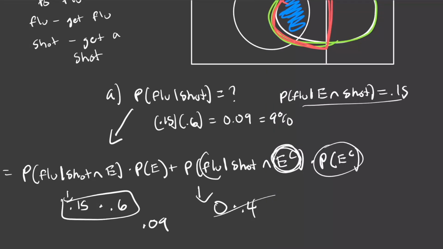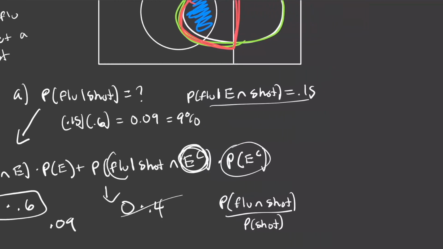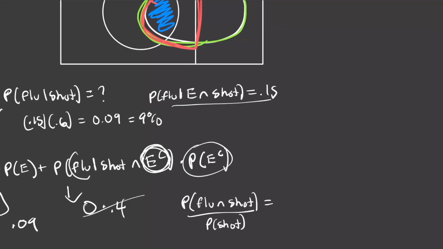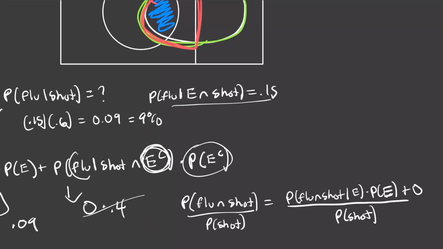Okay, so now one more way you could have solved this is you could have said, well, the probability of flu given shot is equal to the probability of flu intersection shot divided by the probability of shot. This is just the basic definition of conditional probability. And then you could have used the law of total probability on this top term right here. And then you would have gotten something like this because the probability of flu intersection shot is just equal to that probability in each of our partitions, right?